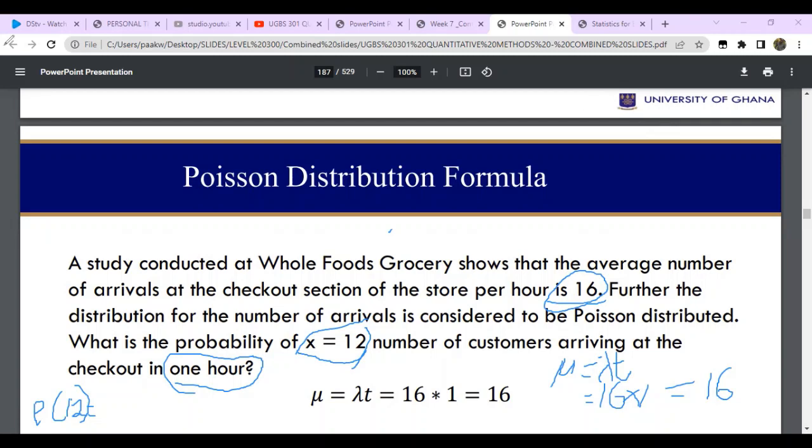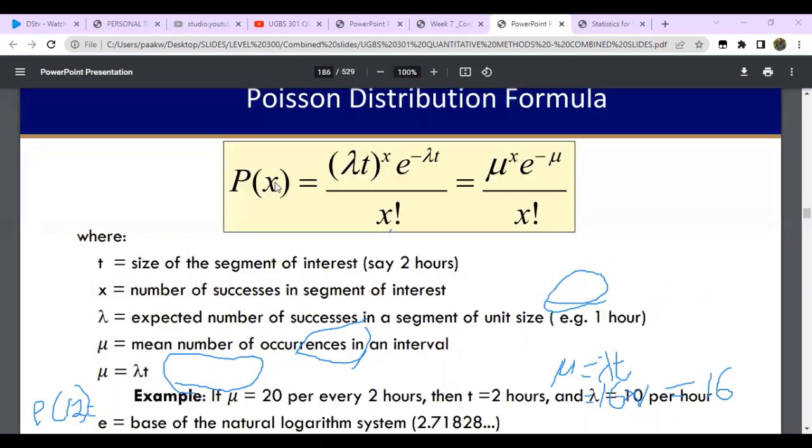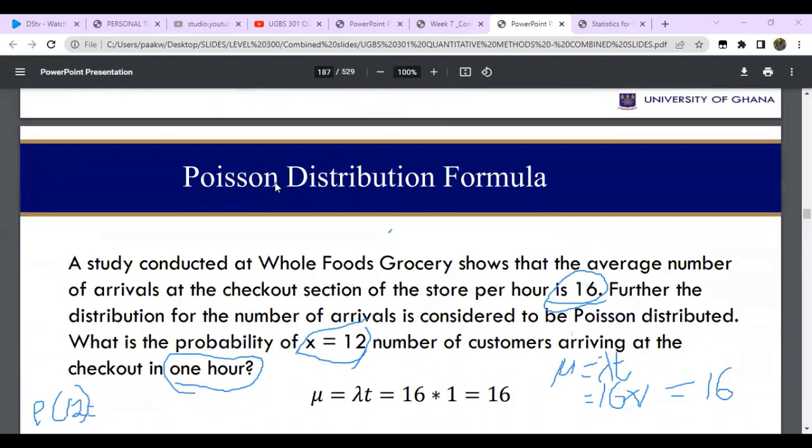And who can tell me the formula? We are saying it is mu raised to the power X. So the mu is 16 raised to the power X. X is what? 12, right? Times e. We all know e, right? Raised to the power negative mu, negative 16. Sorry, I'm using the mouse. All over X factorial. That is 12 factorial. Come on, let me write it, 12.